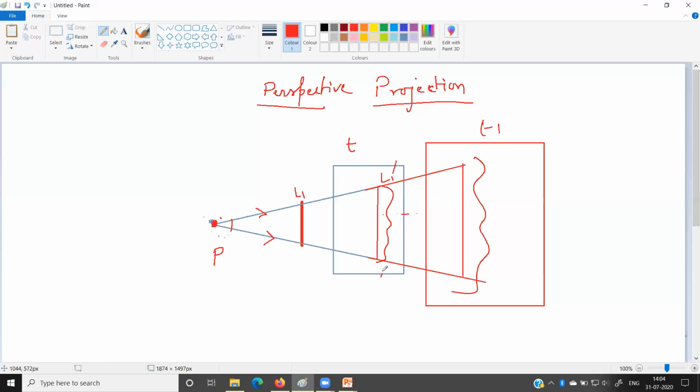Fine. Now next we will discuss the different types of the projection, which is called the categories of projection.